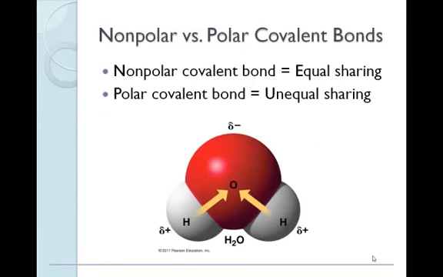Covalent bonds can be either nonpolar or polar. In nonpolar covalent bonds, electrons are shared equally between atoms. Nonpolar covalent bonding occurs in carbon-carbon covalent bonds. In polar covalent bonds, electrons are not equally shared, such as in the water molecule shown here. In polar covalent bonds, there are slight positive and negative regions of the molecules.